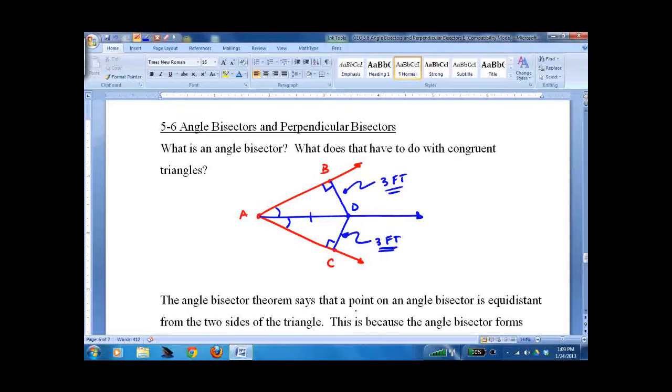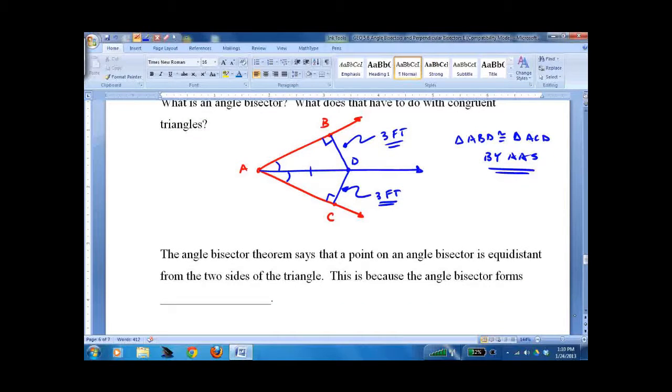So that's a very simple angle bisector. I mean, you can just say triangle ABD is congruent to triangle ACD by angle, angle, side. And then we get all these problems that AD is a bisector. What's distance BD? What's distance DC? Oh, they're equal. That's it. And another way to put it is that a point on the angle bisector is equidistant from the two sides of the triangle. And this is how we say they're equidistant.